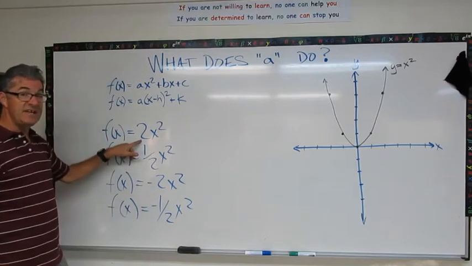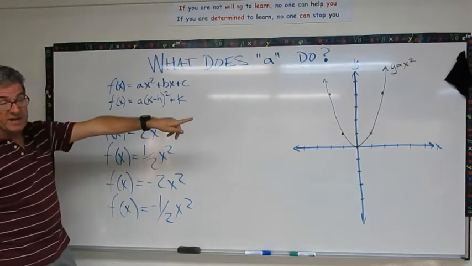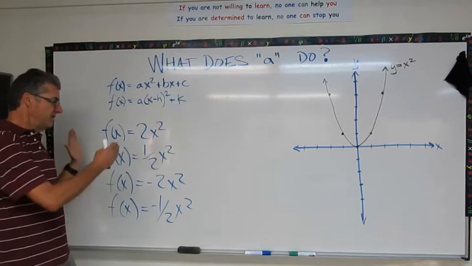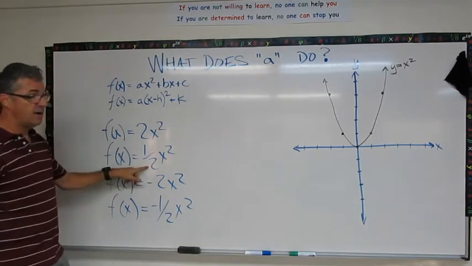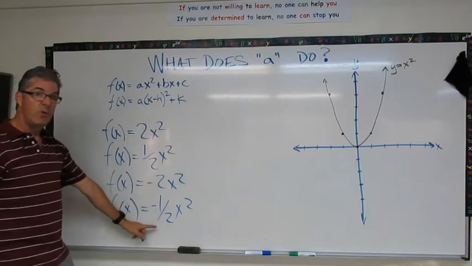This has an a that's bigger than 1, so this parabola is going to be narrower than y equals x squared. This parabola has an a that's between negative 1 and positive 1, so this parabola is going to be wider. And then the same would go for these two, narrower and wider.